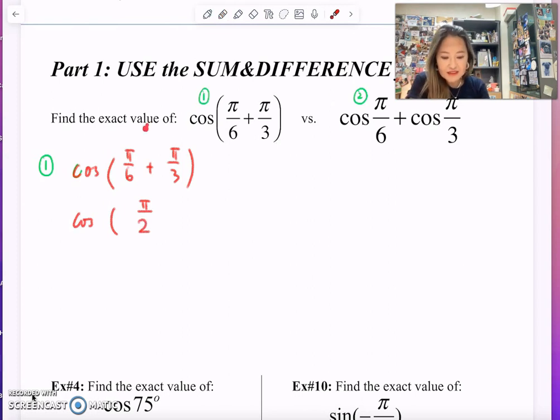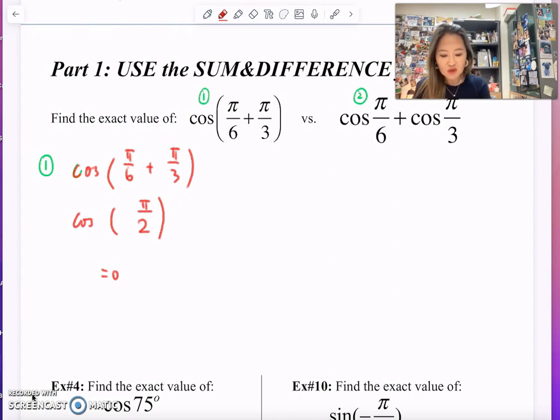Because if you think about it, we're going to do this three ways though, okay? This is 30 degrees, this is 60 degrees, which becomes pi over 2. So actually you say, oh, but cosine of 90 degrees, isn't that just 0? Okay, well, we're going to get that. We're going to get that using the sum and difference formula, okay?